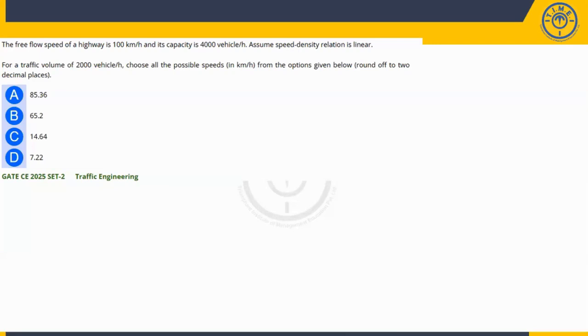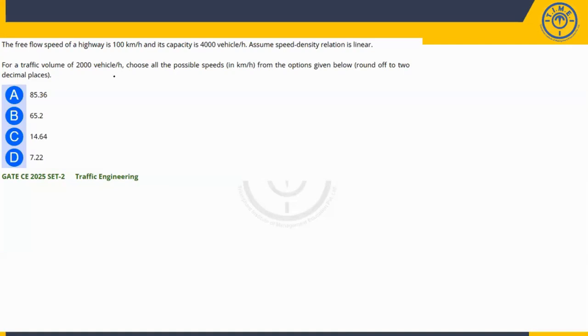That means this might be an MSQ also, because he has asked to choose all the possible speeds for this given volume. And what is the type of question? It's a speed density linear relationship model. Okay, so how to solve this first? How to approach? What are we asked? First, we need to know this.